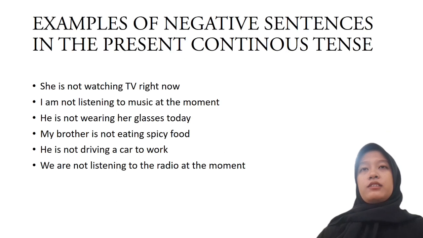Examples of negative sentences in the present continuous tense. She is not watching TV right now. I am not listening to music at the moment. He is not wearing her clothes today. My brother is not eating spicy food. He is not driving a car to work. We are not listening to the radio at the moment.